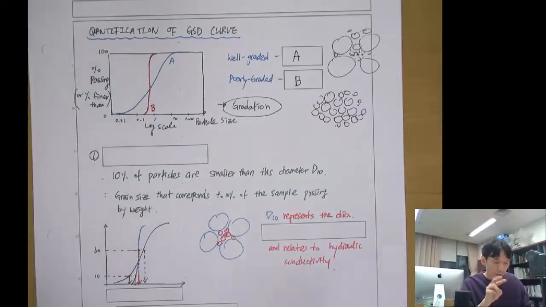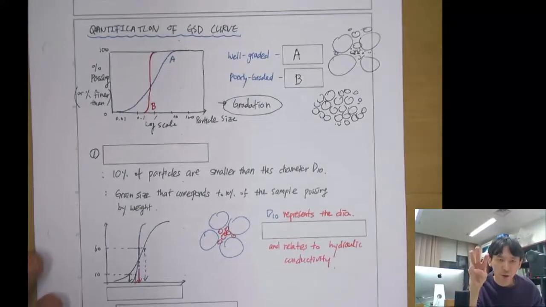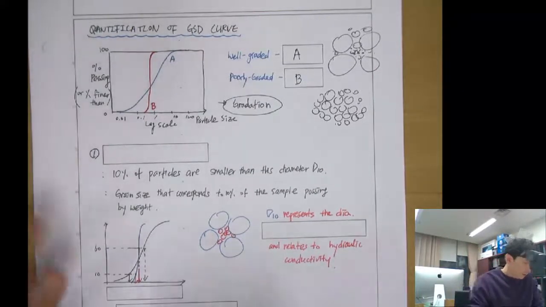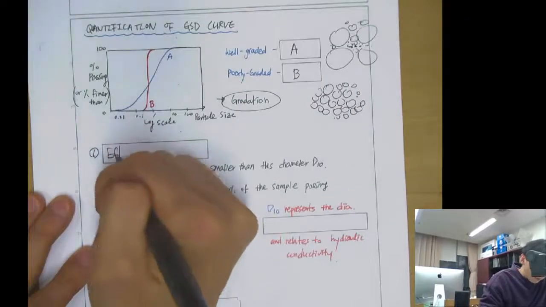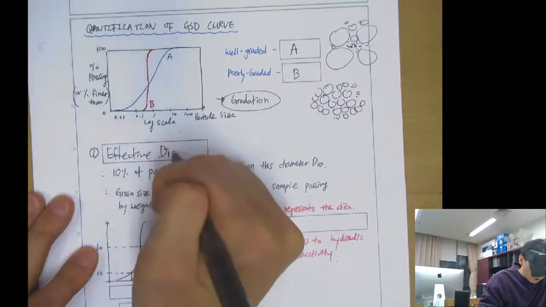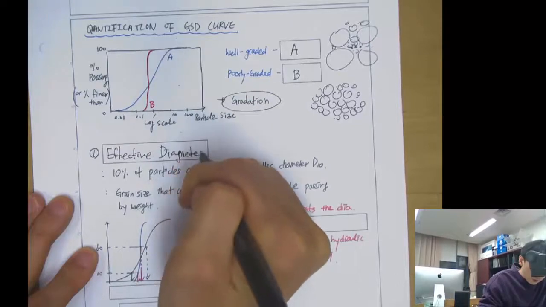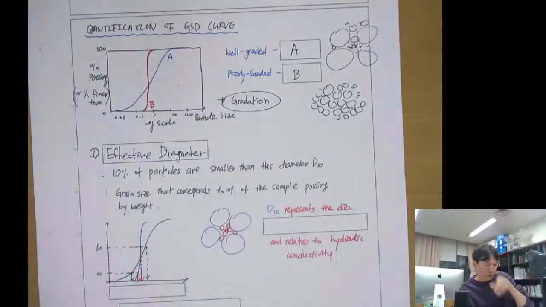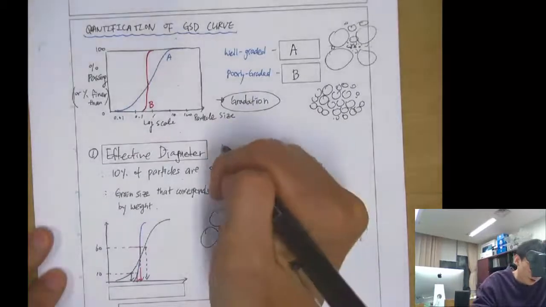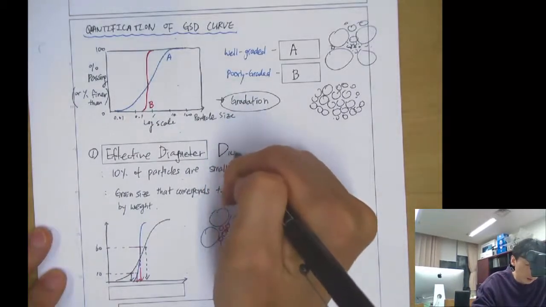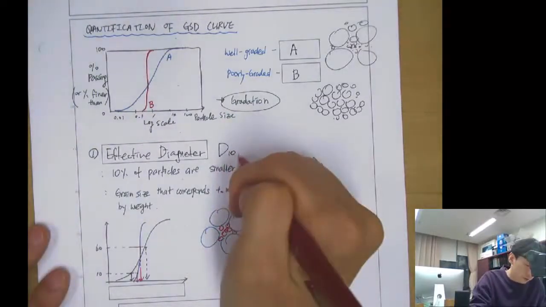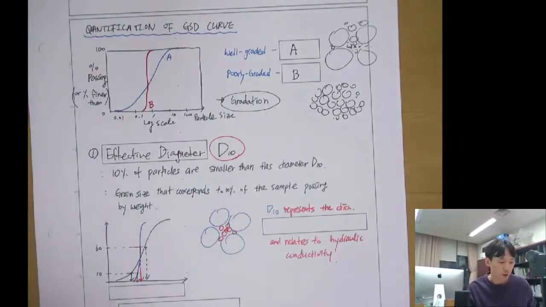Okay, we're going to define 3 more parameters today to characterize the grain size distribution curve. The first one is the effective diameter, and we use the symbol D10. And how do we compute D10? D10 is defined as the diameter that corresponds to 10% of the sample passing by weight.